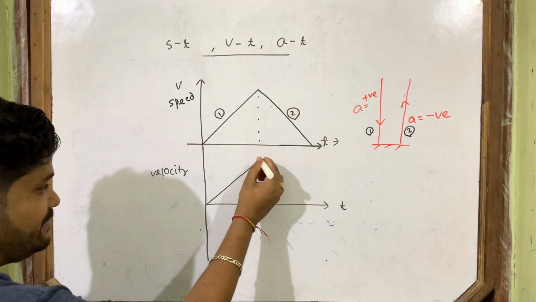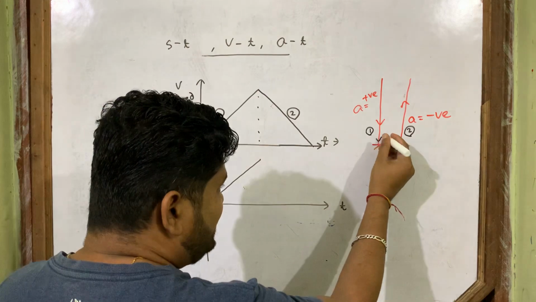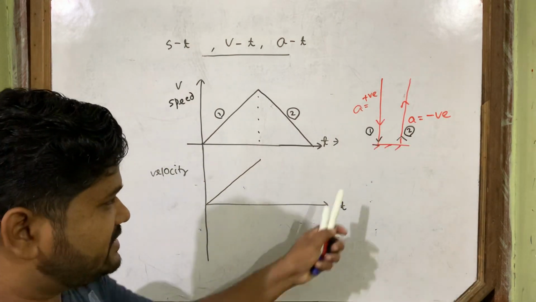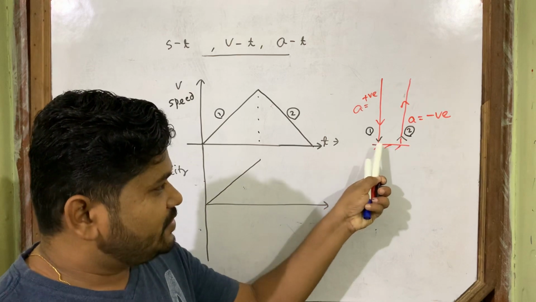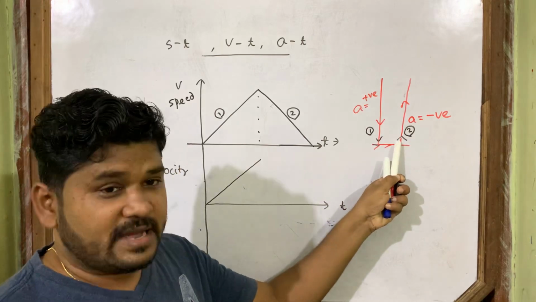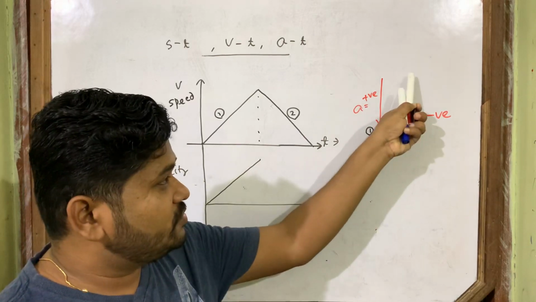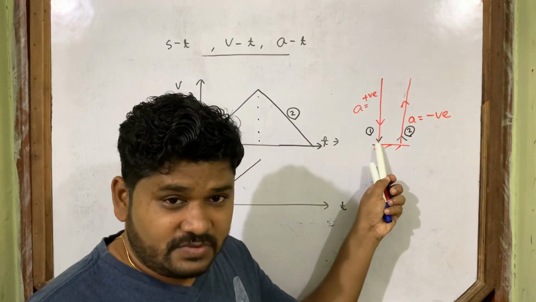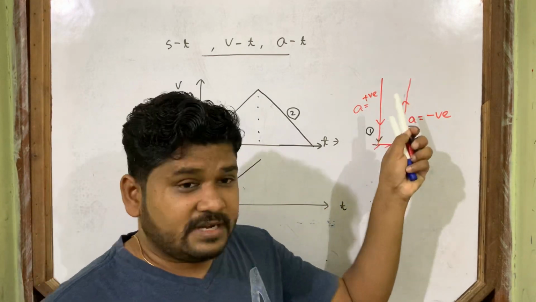What happens when the body strikes here and again returns back? Mark this point. With whatever speed it strikes, with that speed it returns back. Otherwise it cannot go to the same height. With whatever speed it strikes the ground, with that speed it returns back.